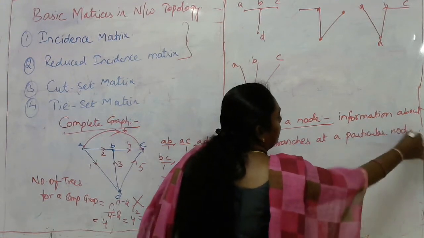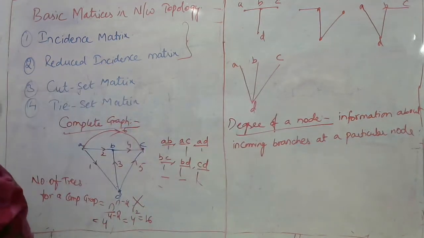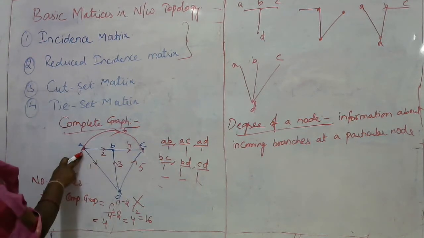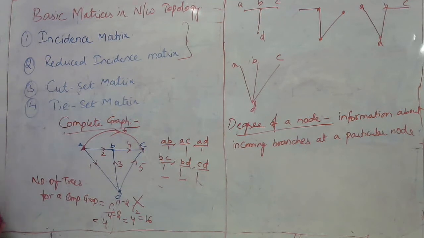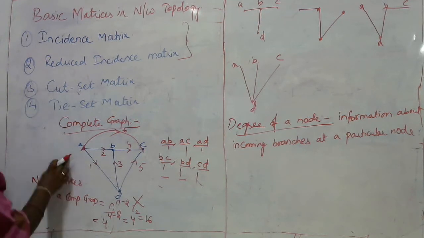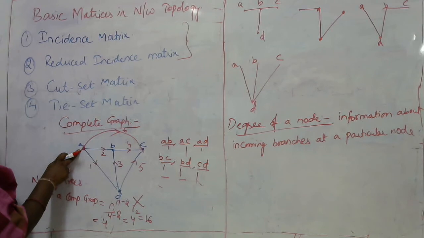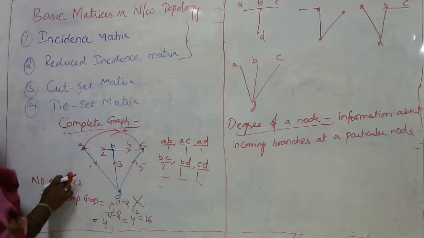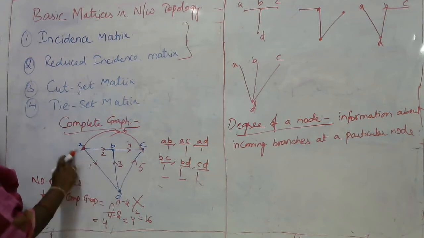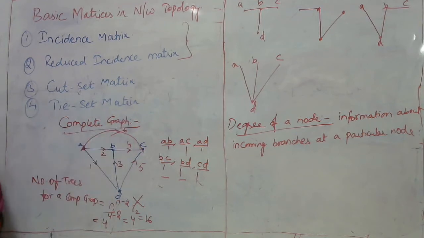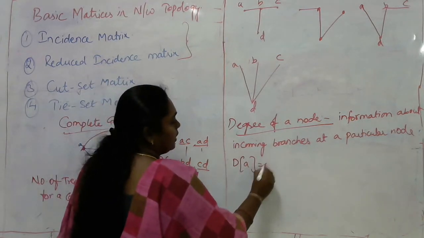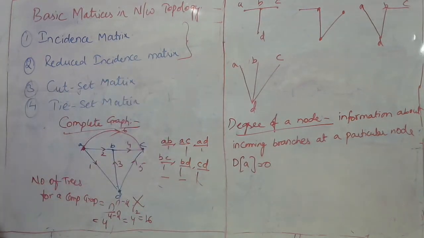Now let me take the same example in order to write down the degree of a node. This is node A. Which branches are entering node A? Node A is connected with three branches: branch 1, branch 2, and branch 6. But branch 1 is outgoing, branch 2 is outgoing, and branch 6 is also outgoing. So the degree of node A is equivalent to 0, because no branches are entering node A.